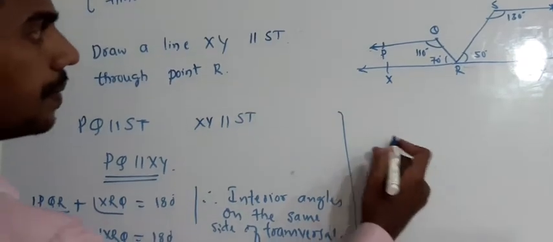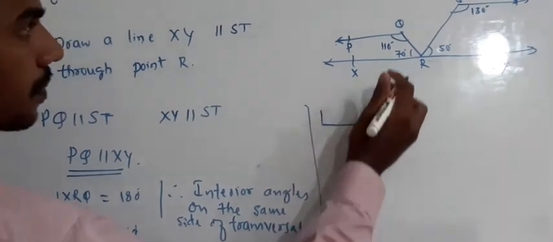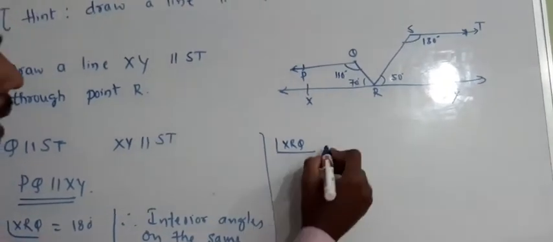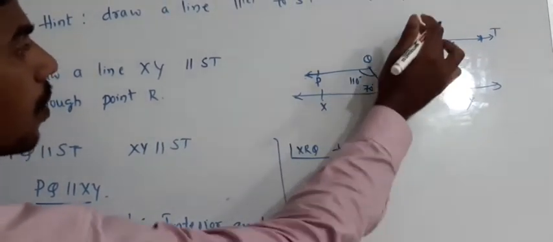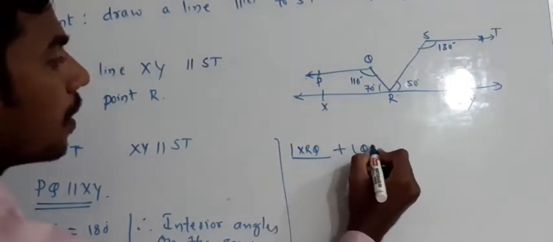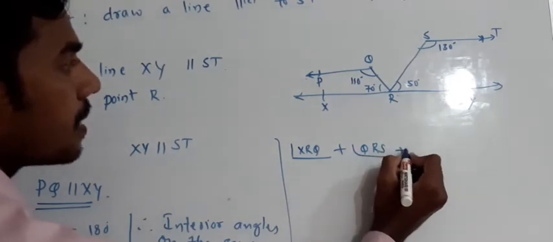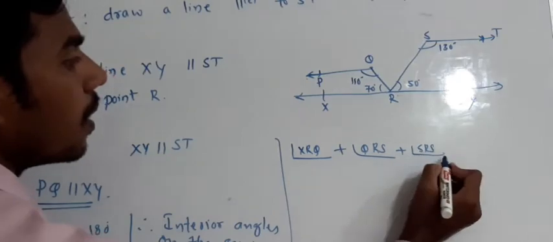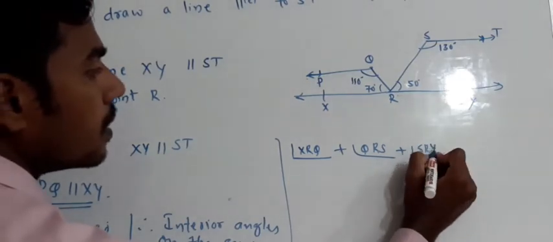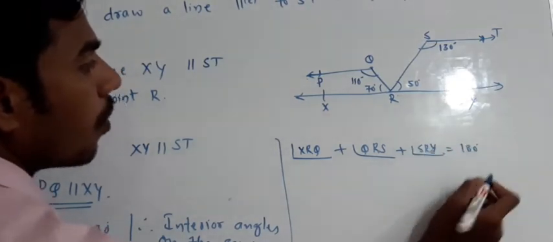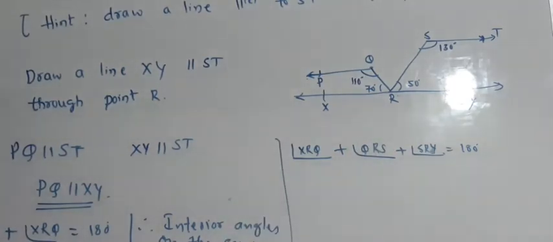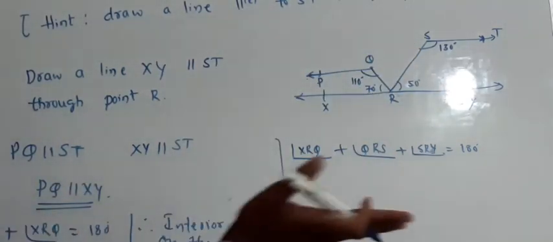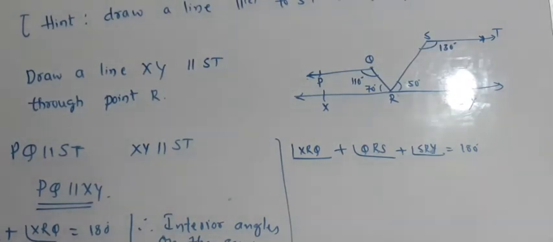I'll write it here. Angle XRQ plus angle QRS plus angle SRY is equal to 180 degrees. Why? Because they will form a straight line. The three angles are included to form a straight line, so that will be equal to 180 degrees.